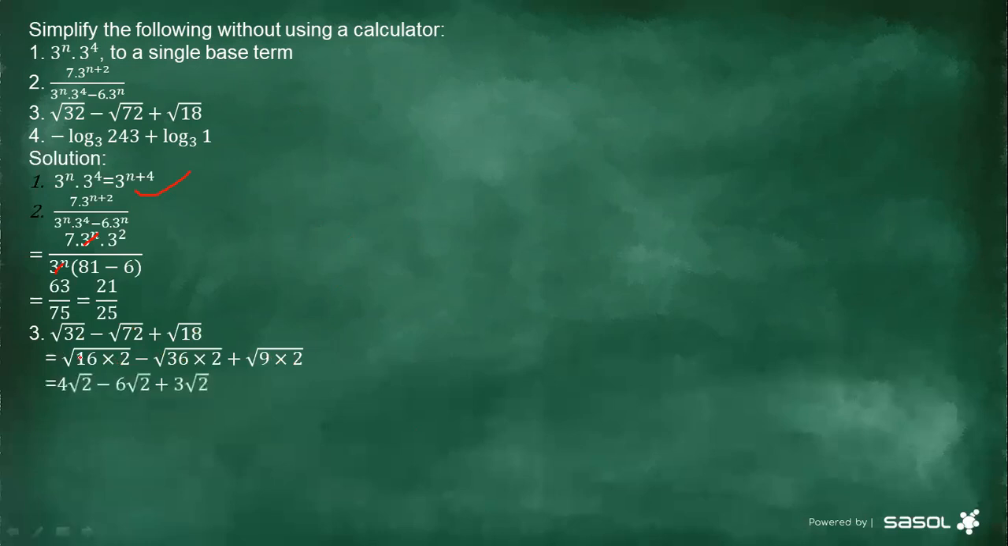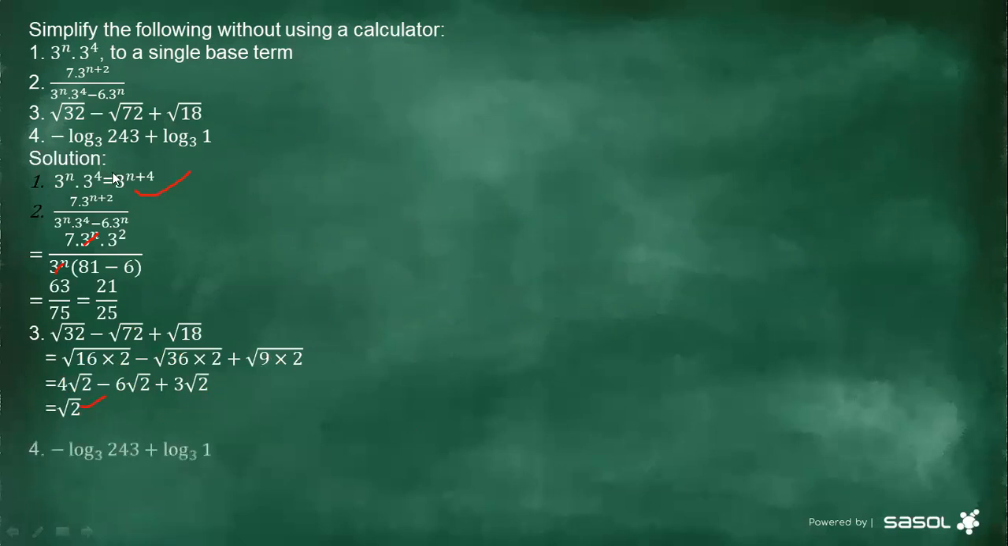Then from there we say square root of 16 is 4, square root of 2 still remains the same. And then square root of 36 is 6, square root of 2. Square root of 9 is 3, square root of 2. Then from here you can say 4 minus 6 plus 3. That gives us 1. Then it's going to be square root of 2.